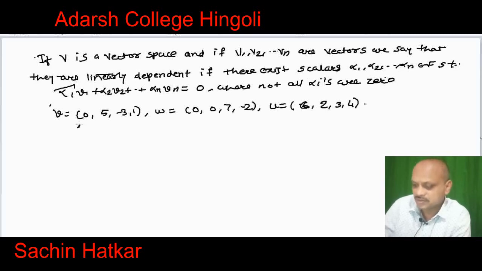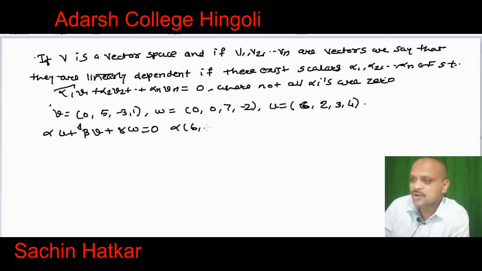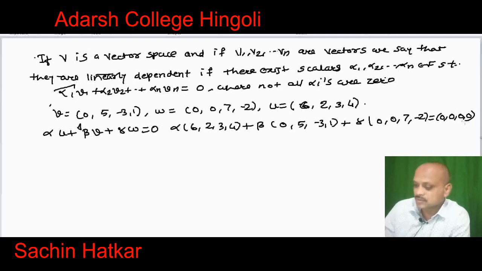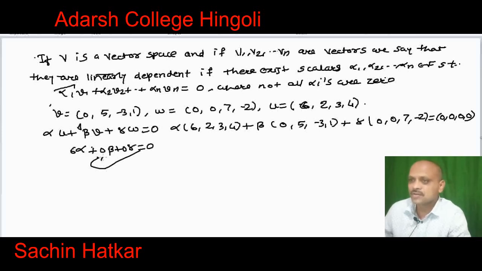Again, let us take their linear combination. Every time we have to take the linear combination: alpha into 6, 2, 3, 4 plus beta into 0, 5, minus 3, 1 plus gamma into 0, 0, 7, minus 2 equal to 0, 0, 0, 0. It is a 4-tuple. Okay, then the first equation will be 6 alpha plus 0 beta plus 0 gamma equal to 0. Look at this second equation. What is the second equation?